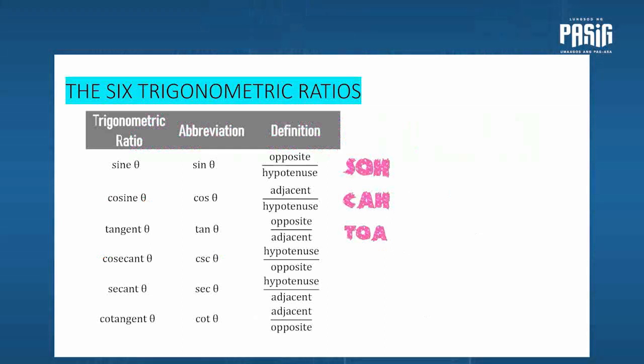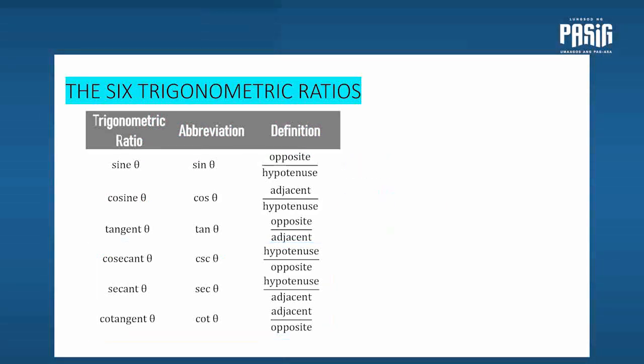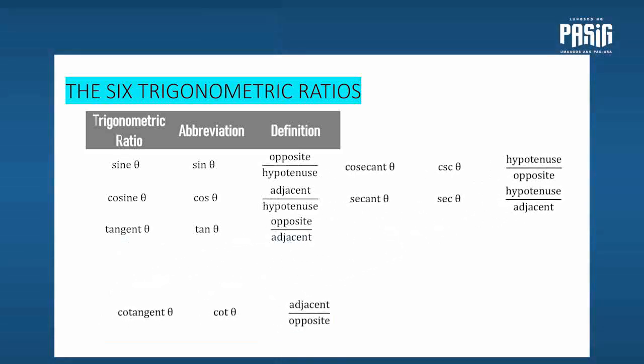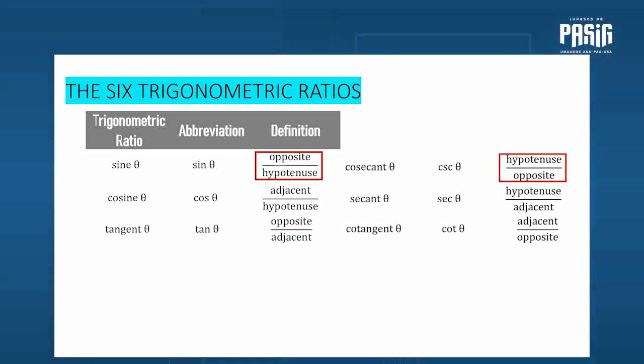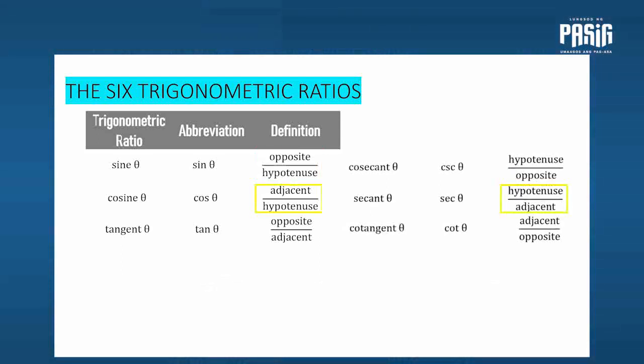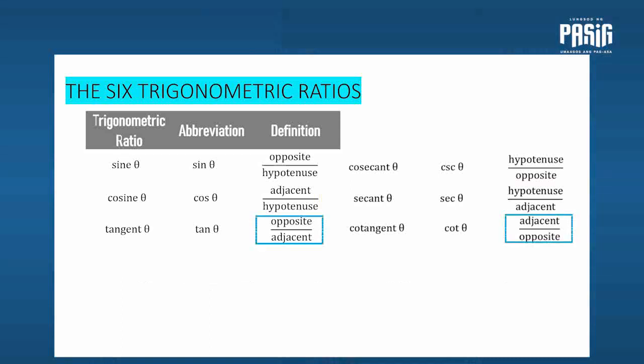How about the other 3 ratios, cosecant, secant, and cotangent? Let us relate these 3 to the first 3 ratios. What can you say about the definitions of sine and cosecant? That is right. The cosecant theta is just the reciprocal of the sine theta. How about secant theta? That's right. It's also the reciprocal of cosine theta. We can also apply that to cotangent theta, which is the reciprocal of the tangent theta.